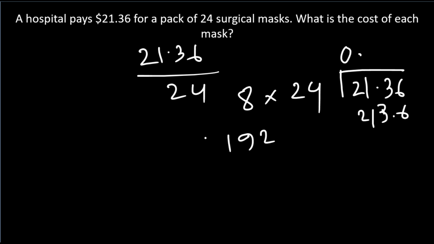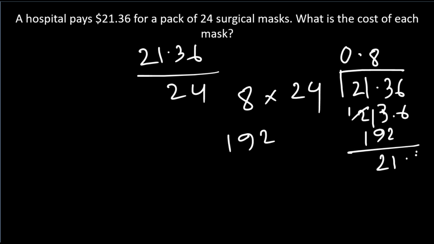So here 192. We write down 8, and we need to subtract: 3 minus 2 equals 1. 1 is less than 9, so we will borrow 1. So 11 minus 9 equals 2. It's 21, and 1 minus 1 equals 0.